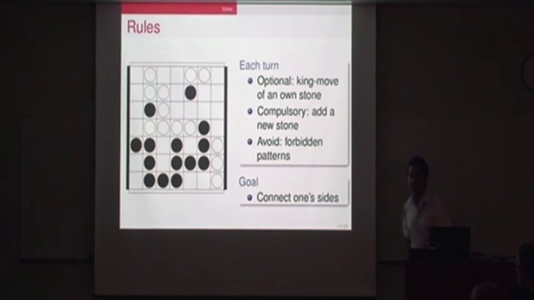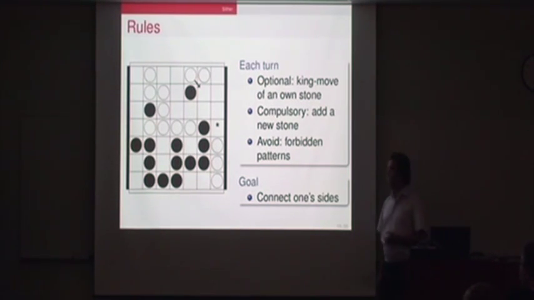So how does it work? When it's your turn, optionally, you can move an existing stone to an adjacent cell. First thing. Second thing, you have to add a new stone to the board. So after every turn, the number of stones on the board will increase by 1. Also, you have to avoid the forbidden pattern that loops. And the goal remains to connect your sides.